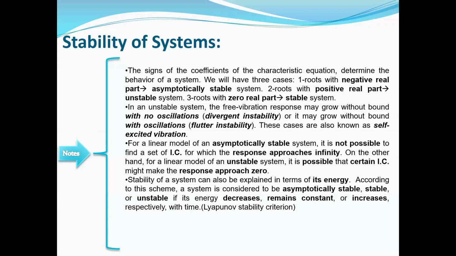The stability of the system can also be explained in terms of energy. This method is usually used in control especially, and we call it the Lyapunov stability criterion. It's a very useful method when you want to control a structure, and according to this scheme, you can define a new definition for stability: a system is asymptotically stable or unstable if its energy decreases, remains constant, or increases respectively.